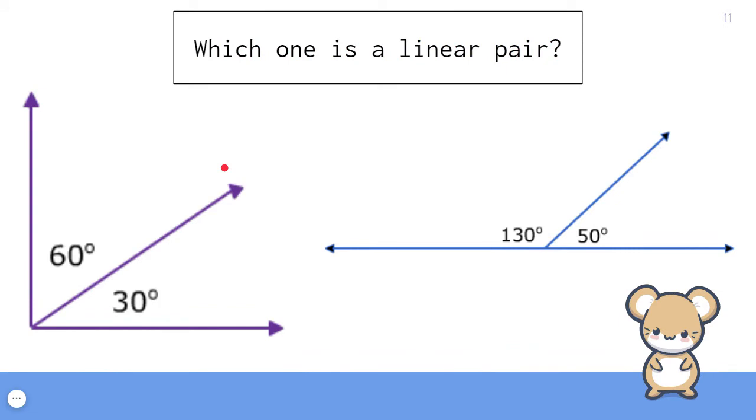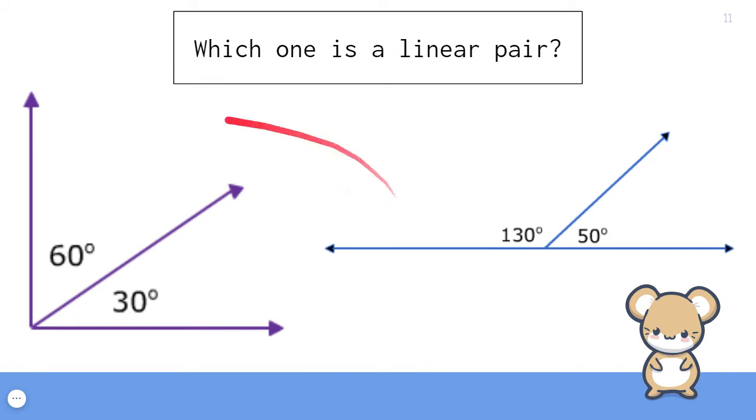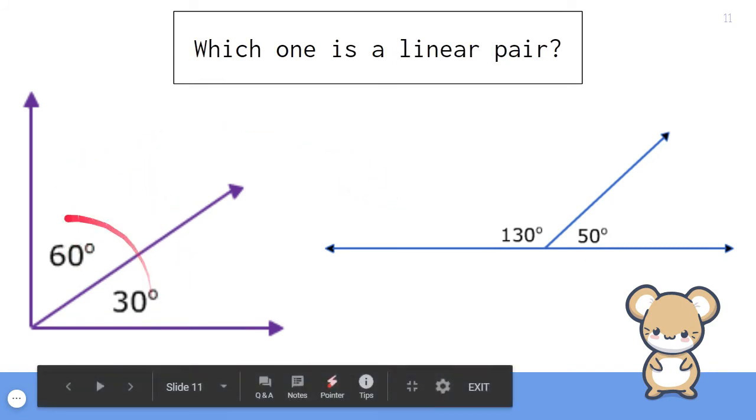Second says it should be a straight angle. Can I see a straight angle over here? No, this is a right angle. So my second step is not met. What's my third step? Supplementary angle, which means the total of the two angles is going to be 180. If I add 60 plus 30, will I get 180? No. That means this is not giving me the second and the third step.